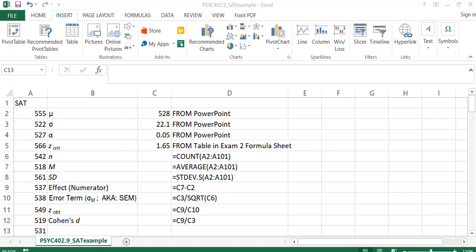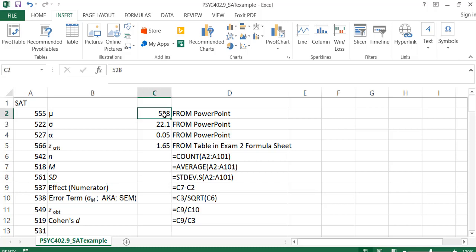So here we have some data. It's very similar to the data that we used from the PowerPoint, and you see that I've already put in some of the information. In column A, we actually have the SAT scores, and we're going to go ahead and calculate the mean and the standard deviation. You'll see that all of that information is equal to what we had in the PowerPoint. So when I walk through this, the calculations should give us the same outcome.